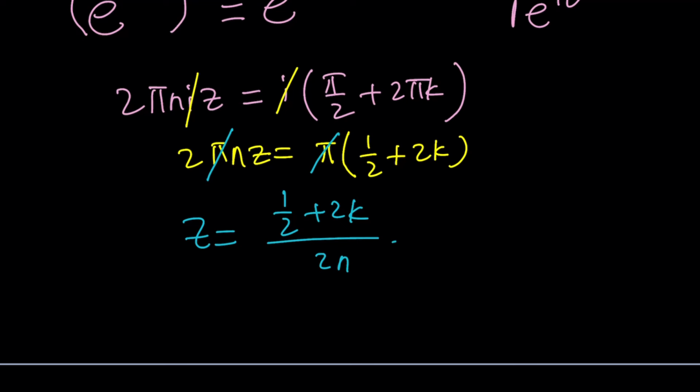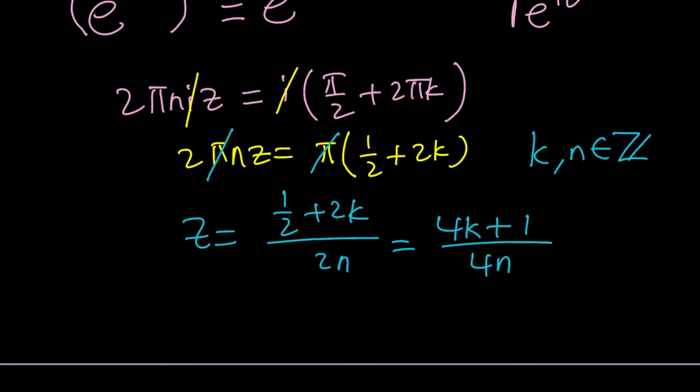But let's simplify this a little bit. It doesn't look that nice. Well, we can make a common denominator, 4k plus 1, and then the 2n will be multiplied by 2, and that's going to give us 4n. Interesting. Now, I forgot to say, but hopefully you guessed, k and n are integers. Make sense? Okay. Cool. Now, this is the z value.